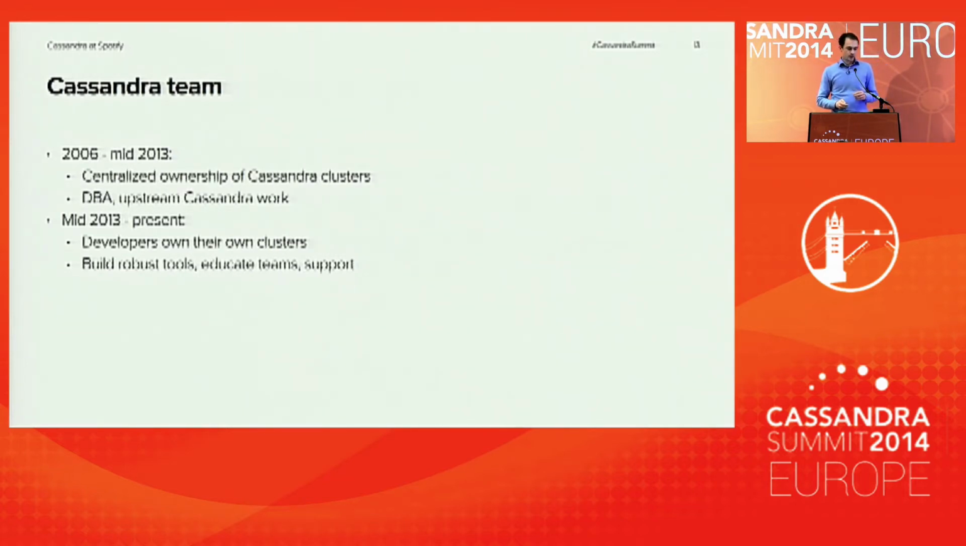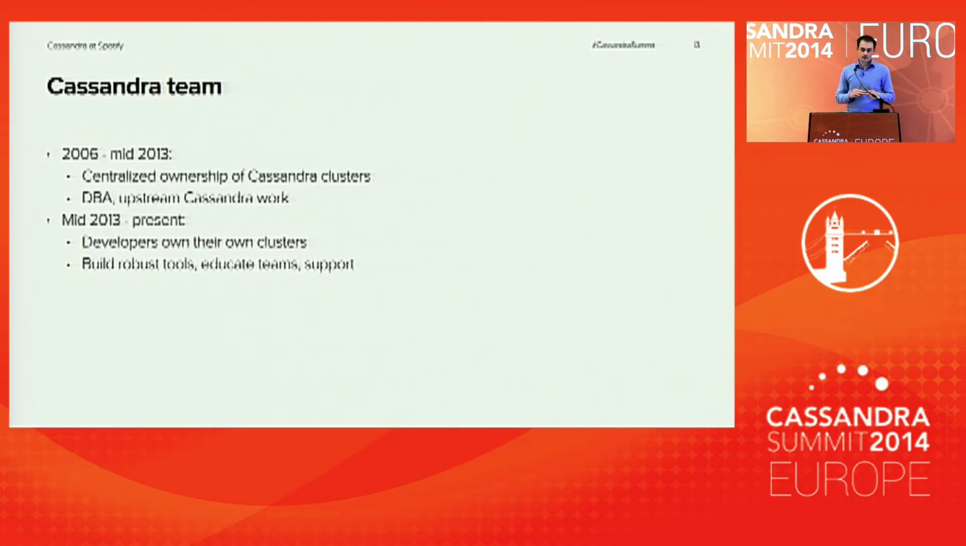So what does this mean for the Cassandra team? Same as with the SRE team, there was a centralized Cassandra team responsible for all the Cassandra clusters at Spotify, including setting up new clusters, upgrading them, expanding them, and so on. Typical DBA work, and also, since Cassandra was quite immature back then, a lot of time was spent on working on upstream Cassandra tickets and doing hot patching.